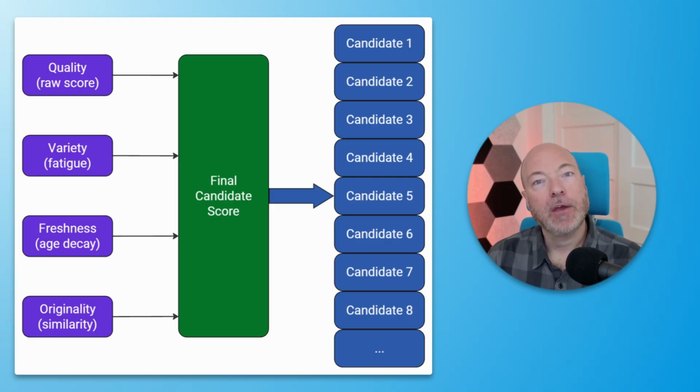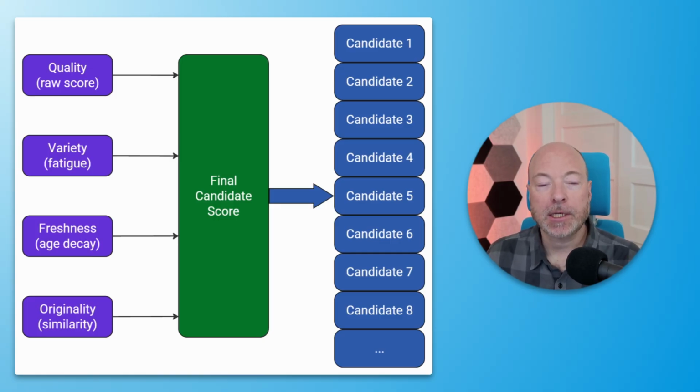So what does that ranking function look like? Here's how we're going to go about this. Instead of just the raw score, there are going to be 4 elements feeding into this candidate score. So we still keep the raw score as one of those elements. That's what we're starting with. Then we want to reward variety. So sort of a fatigue multiplier, if you will.